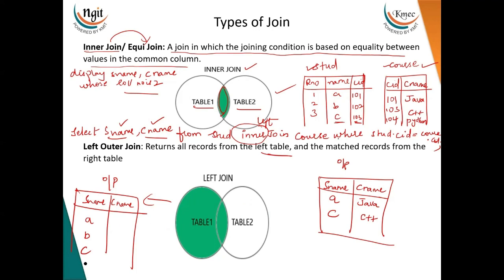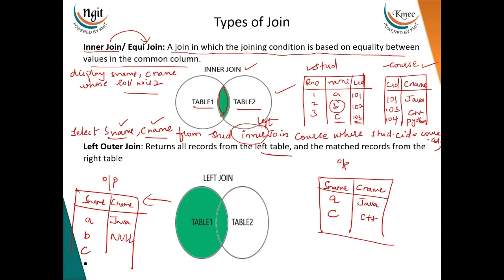So let us see. For A, what is the course ID we have? 101. And 101 is also present here. And the course name is what? Java. So thereby, you're going to get Java as output. For B, the course ID is what? 102. So the person B has taken course ID as 102, but 102 course ID is not available in the course table. So thereby, for B, the value which you get for course name is null.